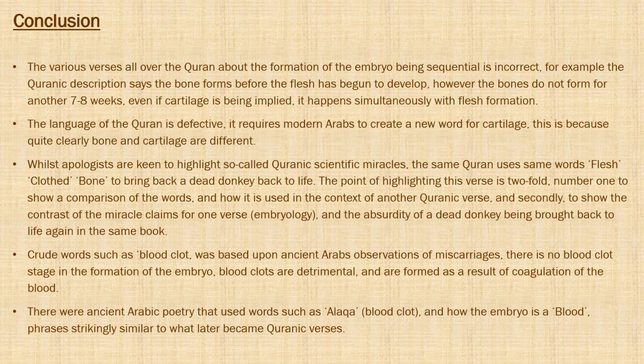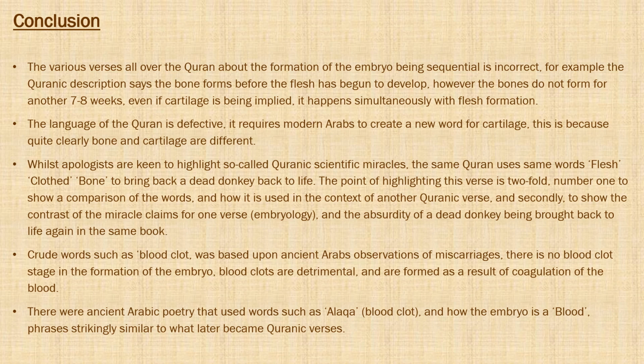So in conclusion, the various verses all over the Quran about the formation of the embryo being sequential are incorrect. For example, the Quranic description says the bone forms before the flesh has begun to develop. However, the bones do not form for another 7 to 8 weeks. Even if cartilage is being implied, it happens simultaneously with flesh formation. The language of the Quran is defective. It requires modern Arabs to create a new word for cartilage. This is because quite clearly bone and cartilage are different.